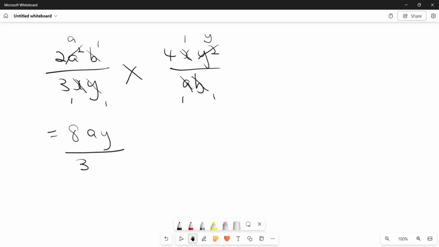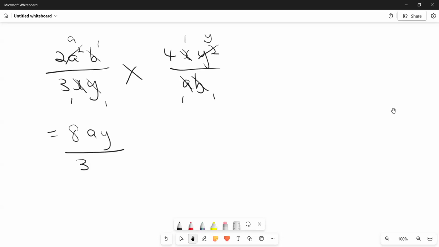Sir, if in this case we had a division sign, we just flip over the second fraction and do the cancellation as we do the multiplication one. Very good. Yeah, that's it.